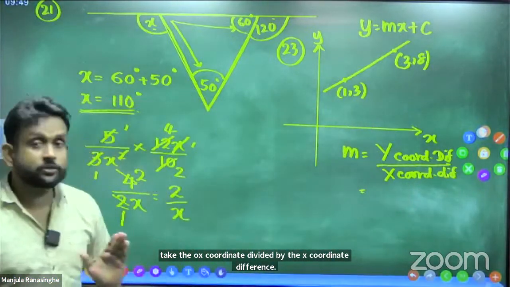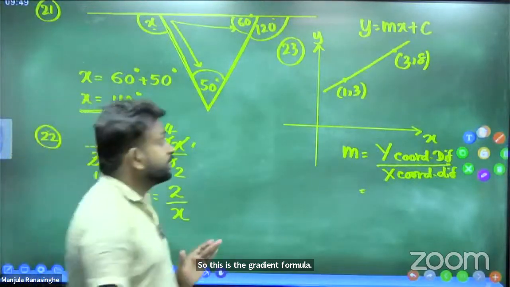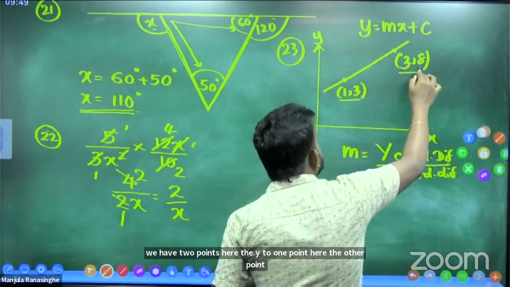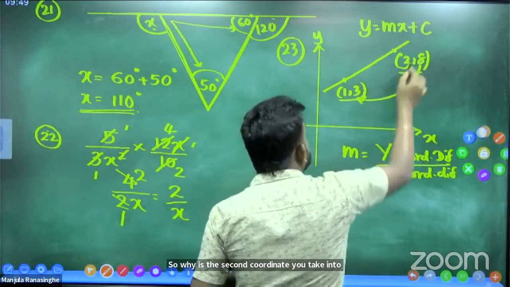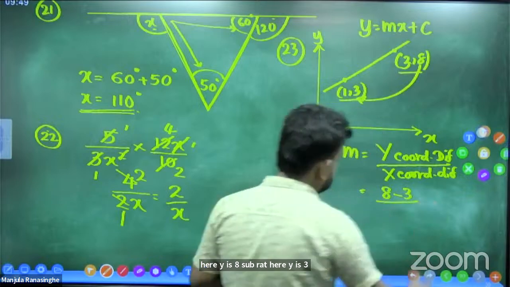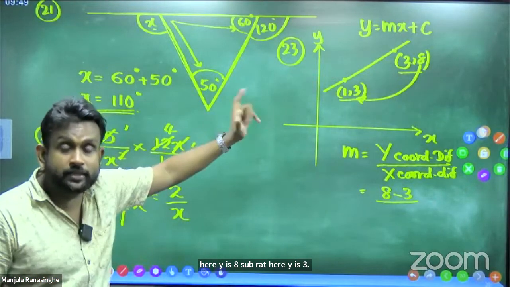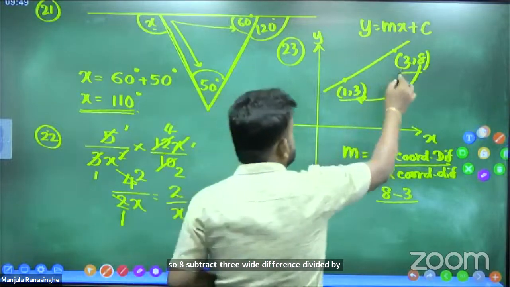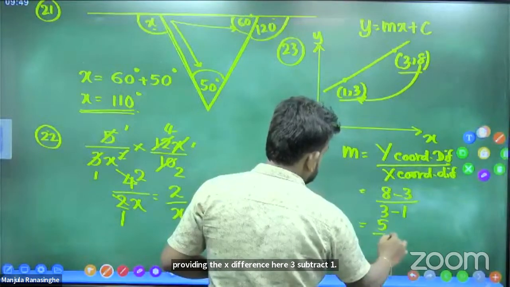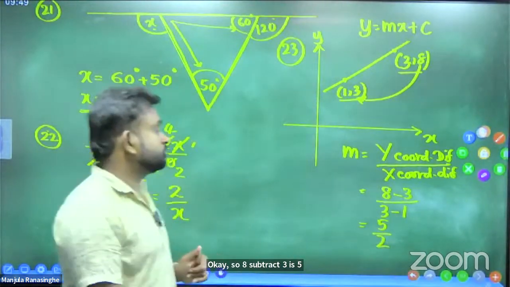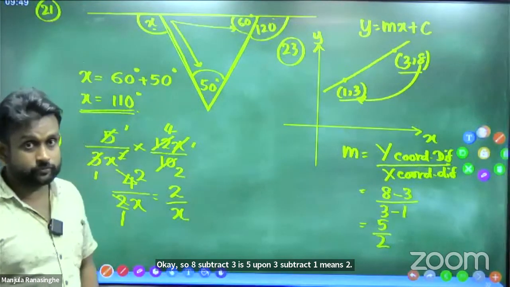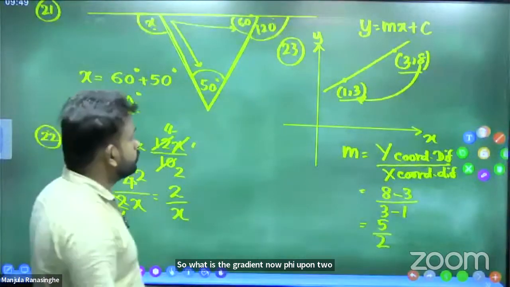So for that you require 2 points, and yes, we have 2 points. y is the second coordinate. I take here y is 8, subtract here y is 3. So 8 subtract 3, the y difference, divided by the x difference. What is the x difference here? 3 subtract 1. So 8 subtract 3 is 5, upon 3 subtract 1, which is 2. So what is the gradient now? 5 upon 2. The gradient is 5 upon 2. Okay, now that is fine.